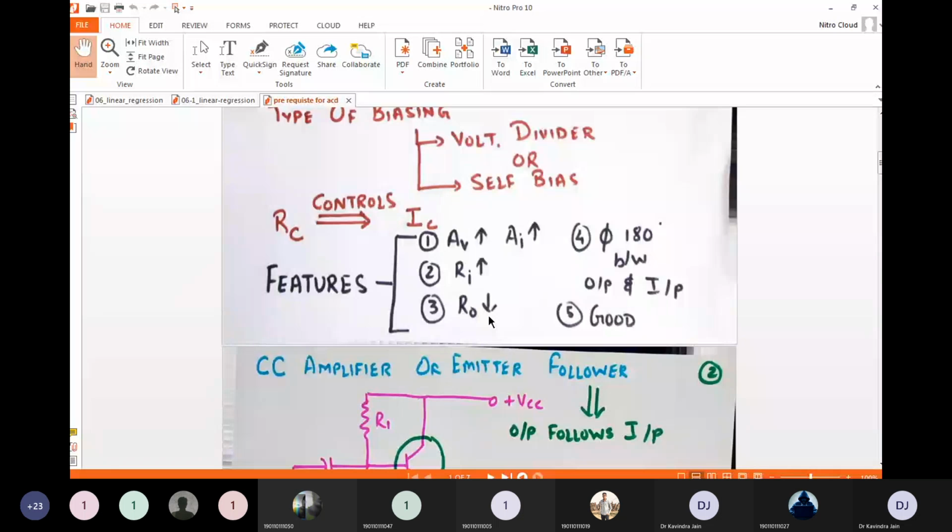Done, sir. Okay. So I hope all of you have done. I'm proceeding further with the features of our RC coupled CE amplifier.